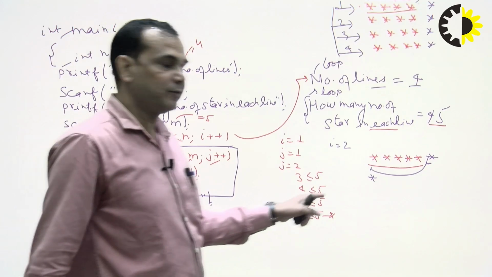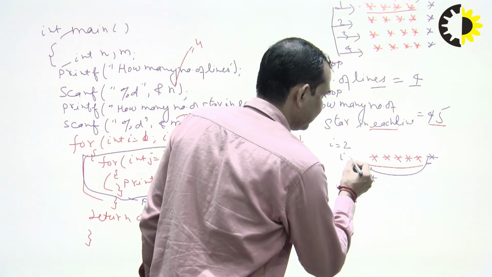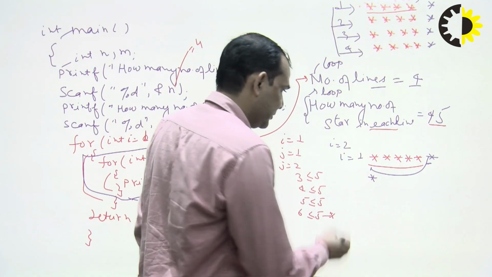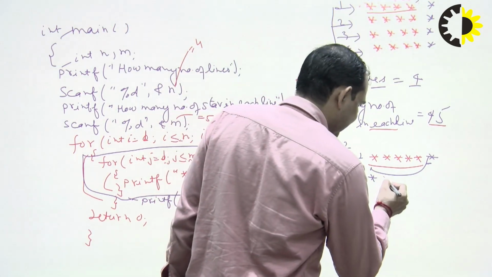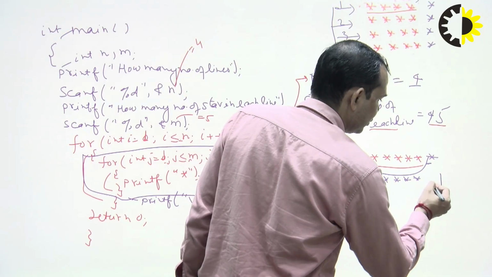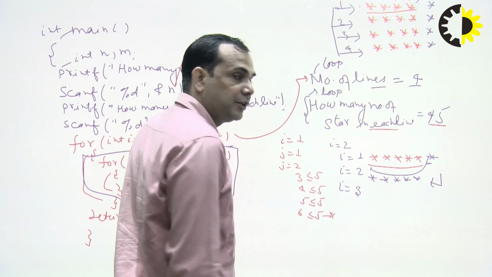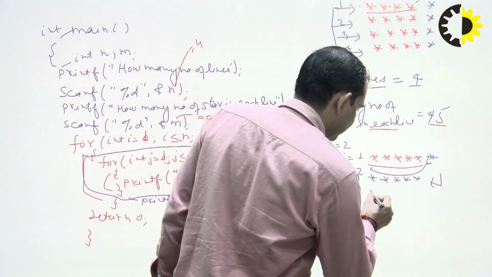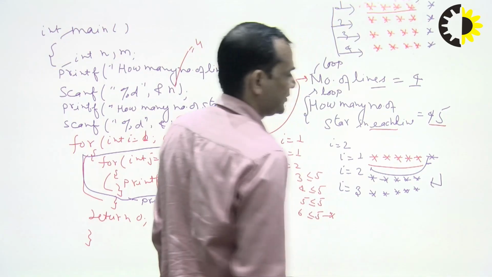After this, when the j loop terminates, what comes next? Simply, our i equal to 1. When it executes again for i equal to 2, it will again print the 5 stars, and after that it will go to the next line, means we apply i equal to 3, so that we print the 5 stars.